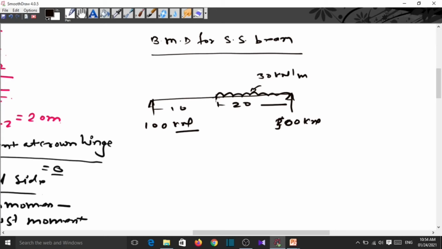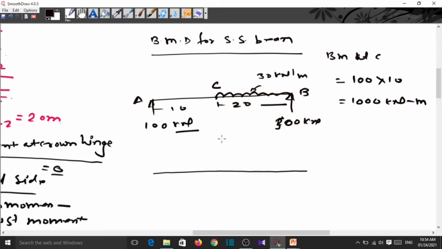So now if you take the bending moment at this C, suppose this A, B and C. So bending moment at C is equal to what? It is 100 into 10. So that becomes 1000 kilonewton meter. So we can say that here this part is straight, and this is the 1000, and this is the positive.